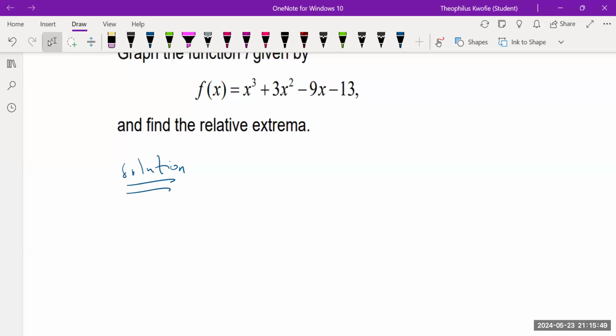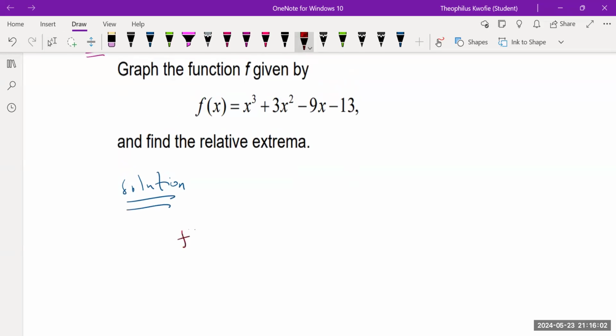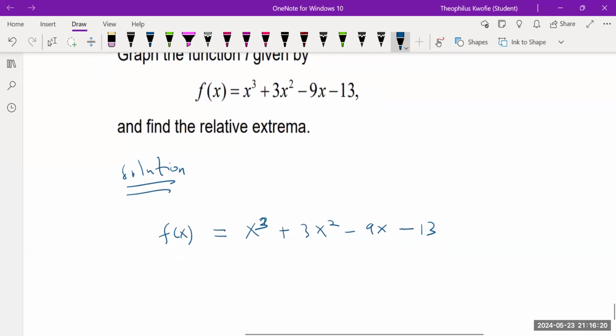The first thing we need to do is to get our critical value, right? So what would be our critical value? We are given the function f of x equal to x to the power 3 plus 3x to the power 2 minus 9x minus 13, okay?